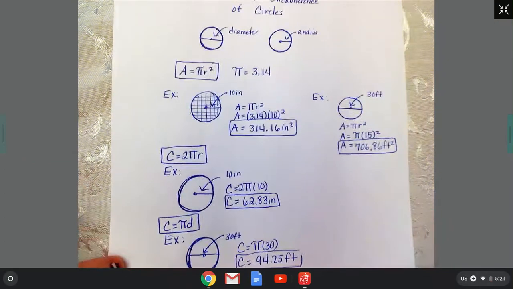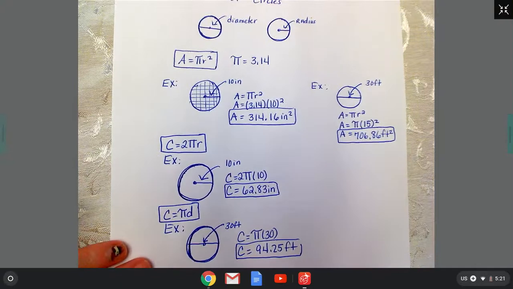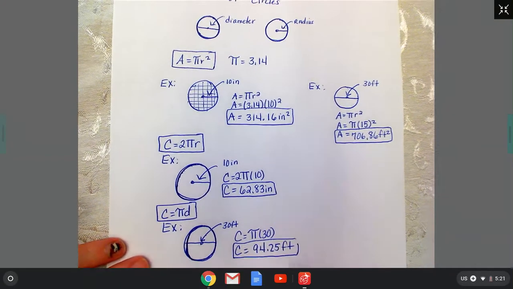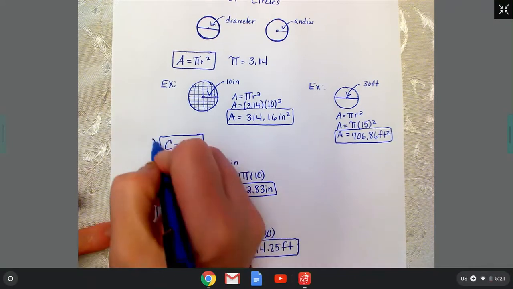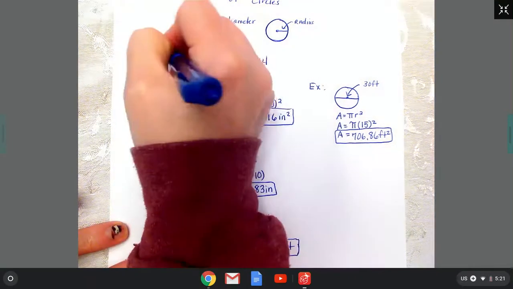All right, that concludes our notes today on circles. I hope this helps. They're not hard problems. You just got to make sure you're using the right formulas. So I've supplied you with 3 formulas today.